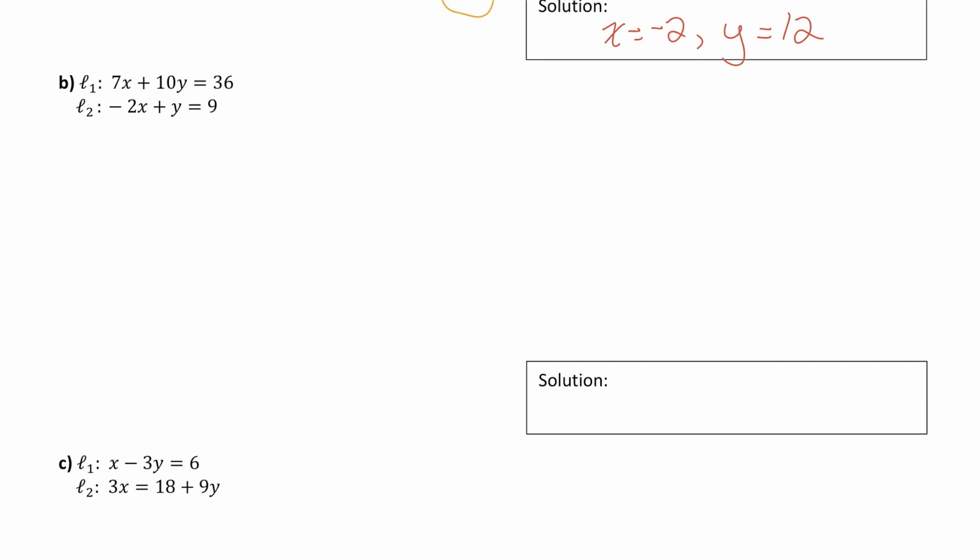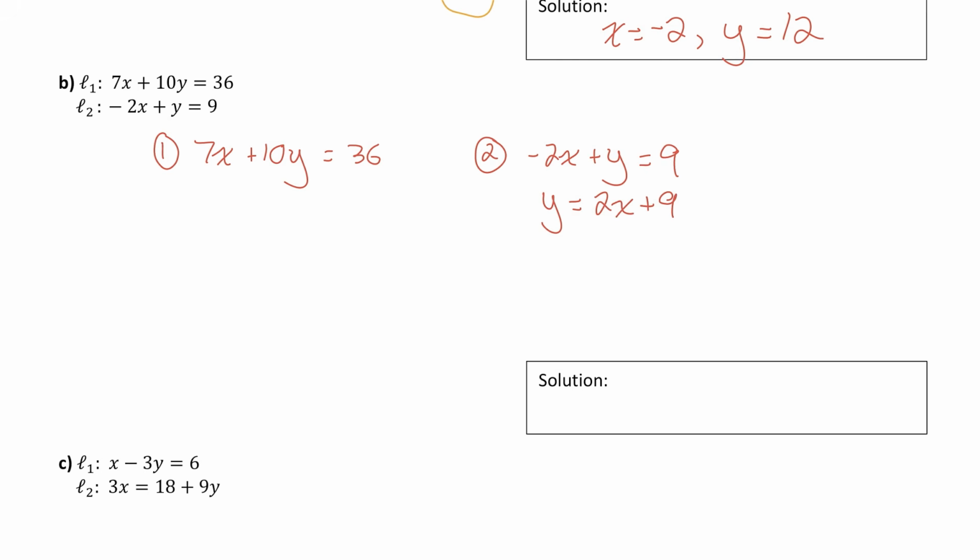Part B. Let me start by writing the equations beside each other again. Step 1 is to isolate a variable. I like to look for a variable that has a coefficient of 1 or negative 1. I notice that y has a coefficient of 1, so let's isolate that y. I'll move the negative 2x to the other side. So I have y equals positive 2x plus 9.